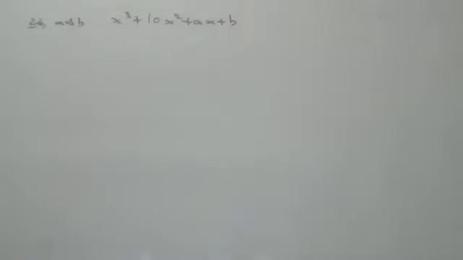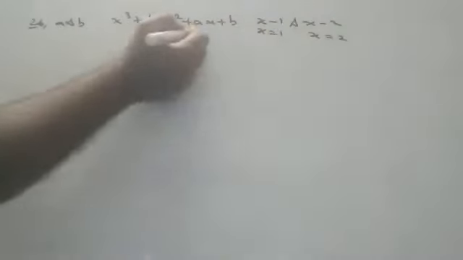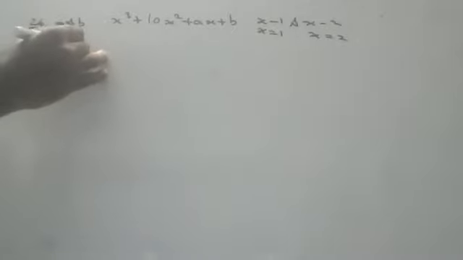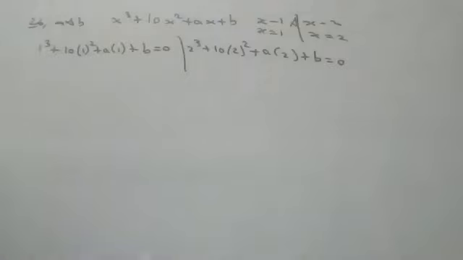x cube plus 10x square plus ax plus b is divisible by x minus 1 and x minus 2. Means both are factors only. Once you substitute 1, once you substitute 2, you'll get 2 equations. The 2 equations you solve, you'll get the answer. I'm substituting 1, children. See here. So 1 cube plus 10 into 1 square plus a into 1 plus b is equal to 0 because he said it is divisible. Once you substitute 2, 2 cube plus 10 into 2 square plus a into 2 plus b is equal to 0. Why 0? Because he said 2 is also a factor.